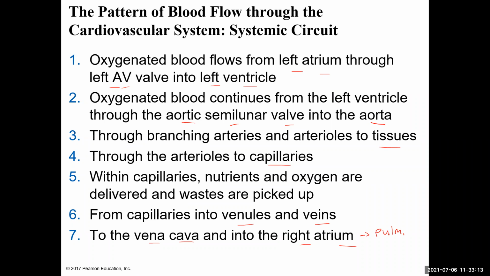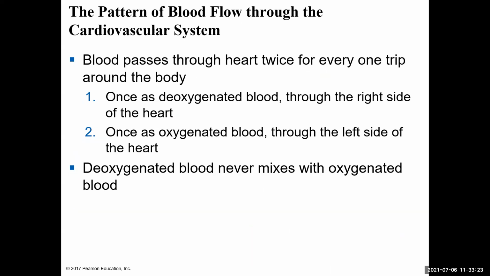Again, these two circuits are happening simultaneously, so blood is always traveling through the circuit. For the blood to travel throughout the body one time, it has to move through the heart twice. For every one trip around the body, it travels through the heart two times. Once as deoxygenated blood, which is the right side, and the second time as oxygenated blood through the left side of the heart.